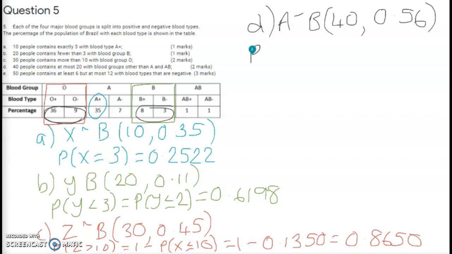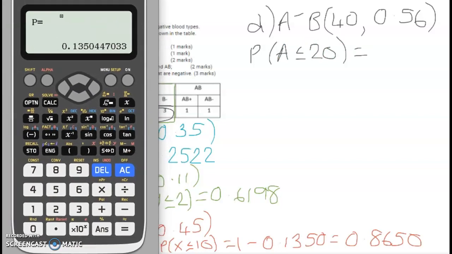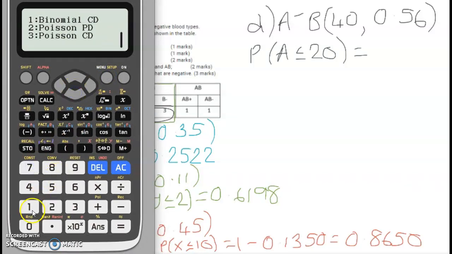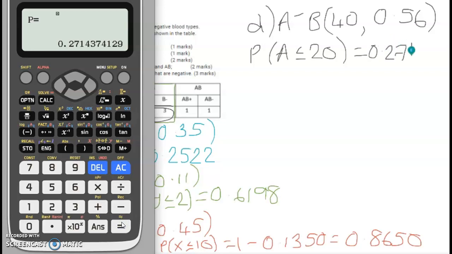Then for this one, I'm asked for the probability that it is at most 20. So less than or equal to 20. So again, this is a cumulative distribution. So menu 7, scroll down to binomial CD, where my x value is 20, my n has again changed to 40, and my p has changed to 0.56. That gives me 0.2714.